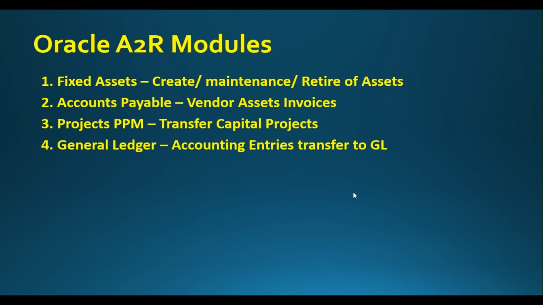Whenever that project completes, you decide that this CIP project now needs to be converted to a normal fixed asset type. Then we convert that CIP asset into a fixed asset. It's a proper fixed asset. We just convert it in the system from a CIP to a capital asset.